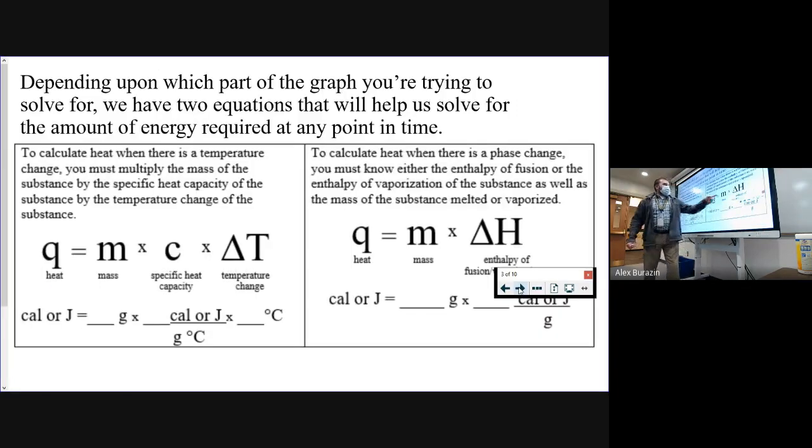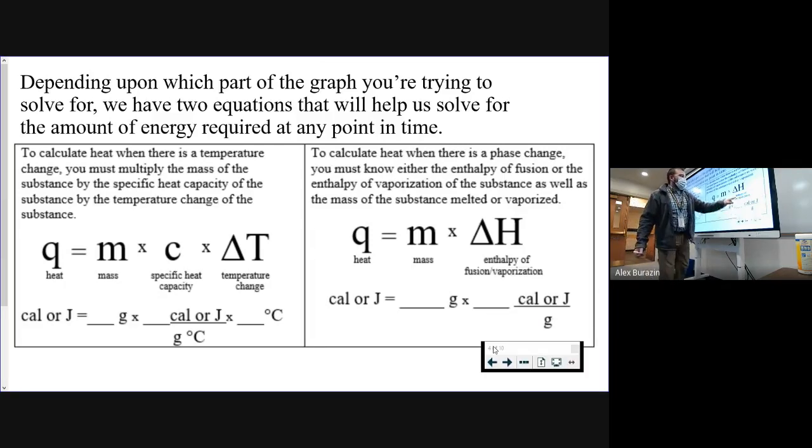The other equation is Q equals m delta H. Delta H is enthalpy. It's the fancy word for heat or energy. We have an enthalpy of fusion, which is talking about either melting or freezing. The phase change that goes between solid and liquid can go either direction. Sometimes we go from solid to liquid, melting. Sometimes we go from liquid to solid, freezing. But fusion is talking about that phase change, either direction of it.